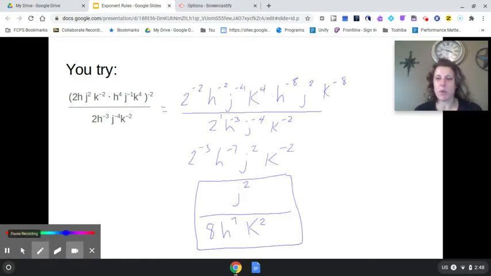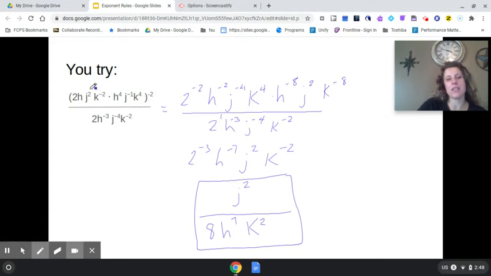Okay, this example, we get j squared over 8h to the 7th k squared. I first distributed the negative 2 power to everything that was inside using that power of a product rule. I got 2 to the negative second, h to the negative second, j to the negative fourth, k to the fourth, h to the negative eighth, j to the second, k to the negative 8. Kept that denominator pretty much the same, just pulled it over, and I added that exponent of 1 on the 2.